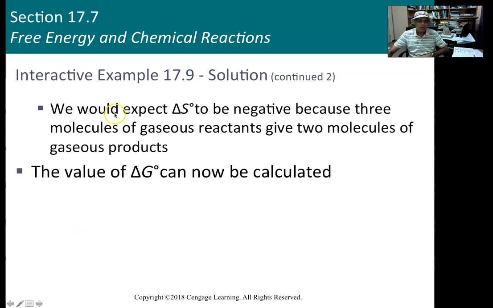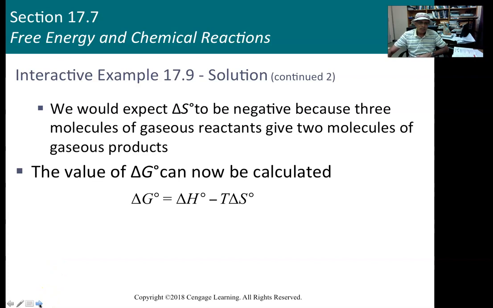We would expect delta S to be negative because the 3 molecules of gas reactants give 2 molecules. If you look at the equation, you'll see that the moles of gas in the products is 2 and the moles of gas in the reactants is 3. In other words, the positional probability, or positional entropy, actually decreases. That's why you get a negative value, which agrees with our expectation.